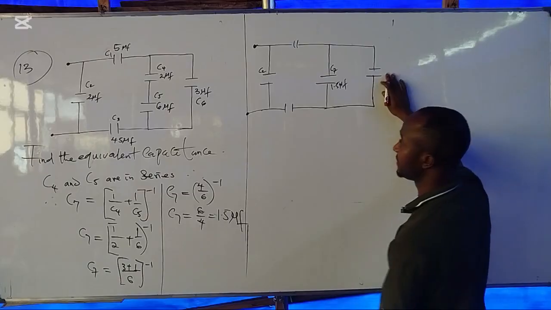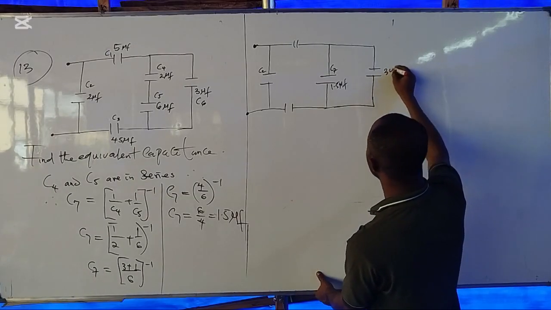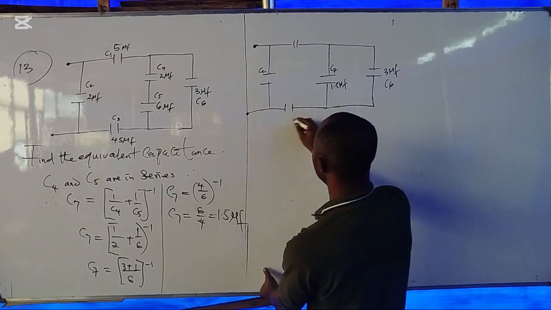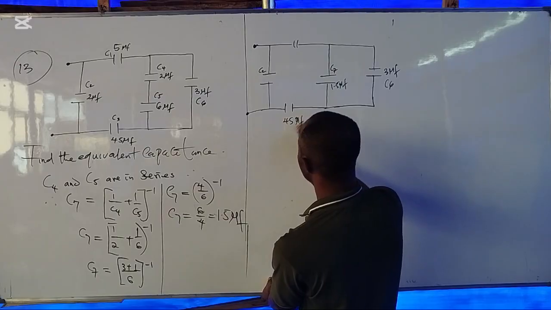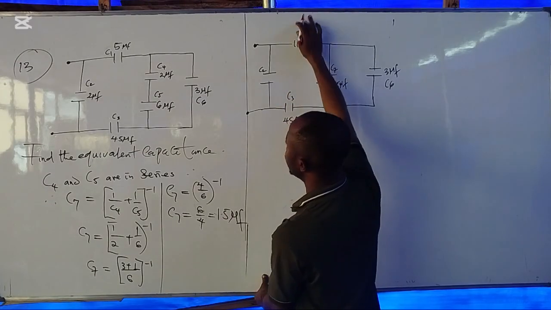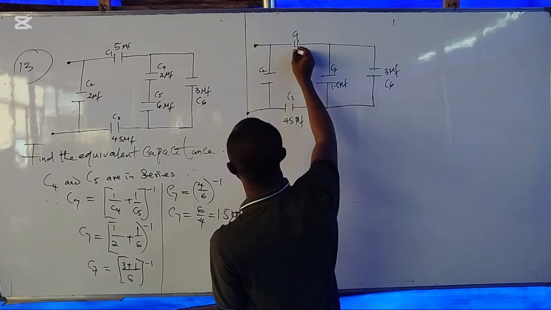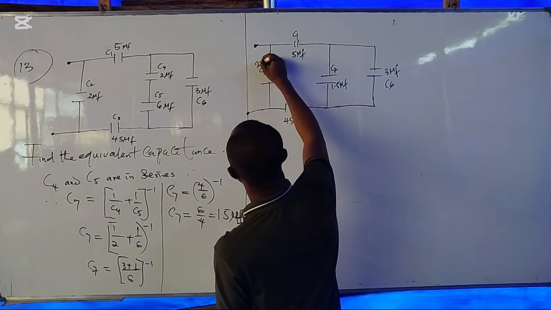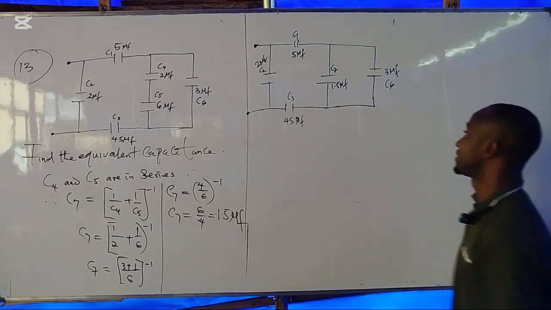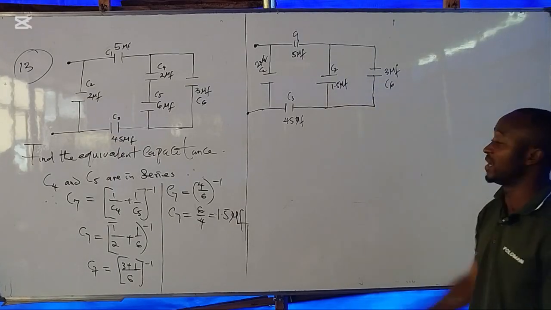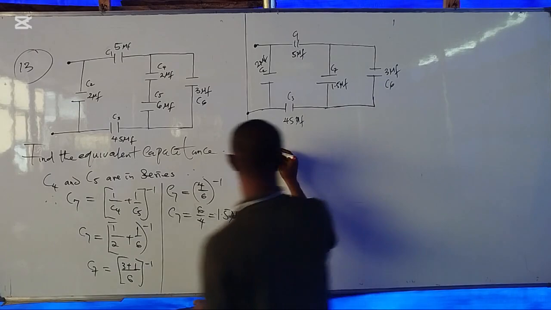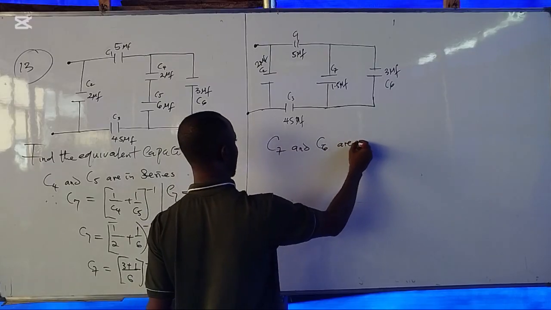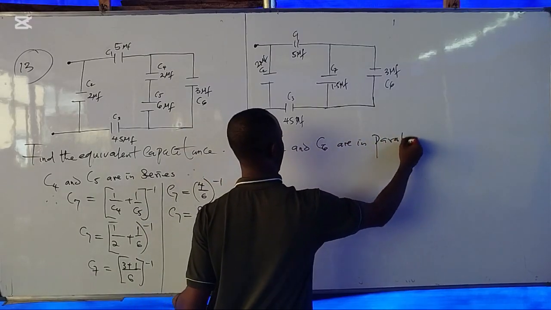What do you have here? 3 microfarad. What do you call here? C7. What do you have here? 4.5 microfarad. What do you call here? C3. And here is C1, which is 5 microfarad. And here is 2 microfarad. Now what do you notice? C6 and C7 are in parallel. So we resolve them.